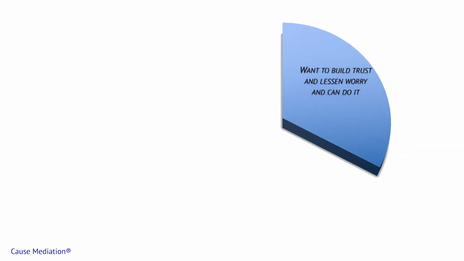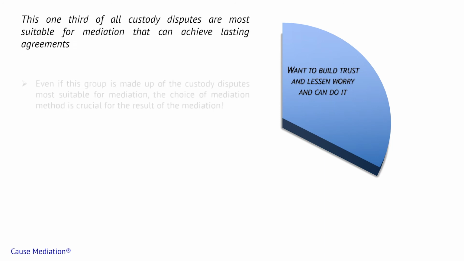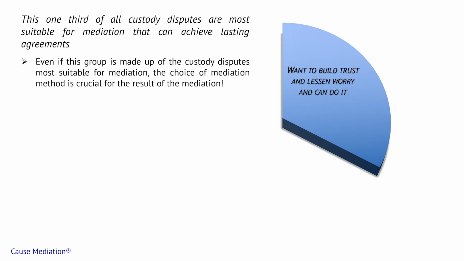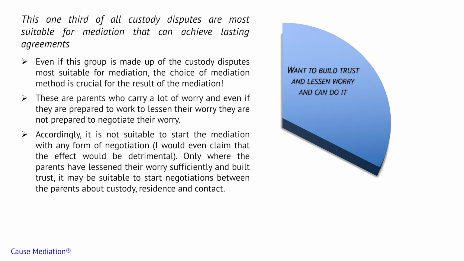This 1/3 of all custody disputes are most suitable for mediation that can achieve lasting agreements. Even if this group is made up of the custody disputes most suitable for mediation, the choice of mediation method is crucial for the result of the mediation. These are parents who carry a lot of worry, and even if they are prepared to work to lessen their worry, they are not prepared to negotiate their worry. Accordingly, it is not suitable to start the mediation with any form of negotiation. I would even claim that the effect would be detrimental.